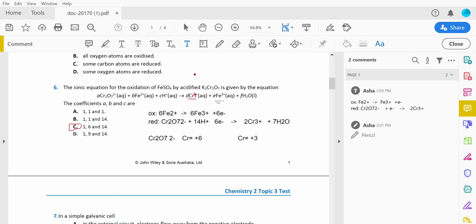So combining these two together, now we've written out the half equations, gives us 1 dichromate for A, gives us 6 iron ions for B, and it gives us 14 hydrogen for C. Okay, so this is a long process. I wouldn't think this should be a multiple choice question. I think it's too tricky for a multiple choice question, but it's a really good process to go through, and it could be a very good short answer question.